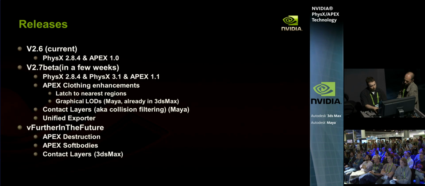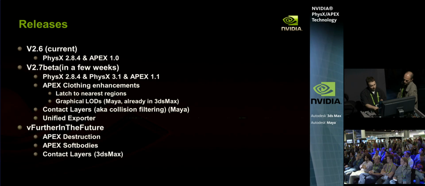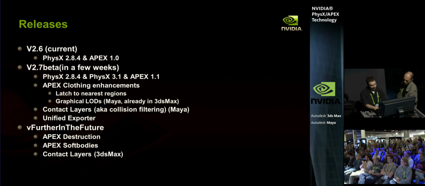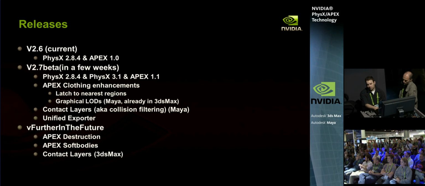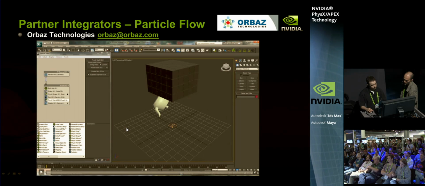We're also going to introduce contact layers into the Maya system, and this is really collision filtering, like that camera rig that you saw there. It was in its own collision layer so that those boxing gloves couldn't hit the camera rig and make the ball go flying also. And then the release after that will have destruction, soft bodies, and contact layers inside of 3D Studio Max. We also have opened it up to work with some partners. And first up is Particle Flow.